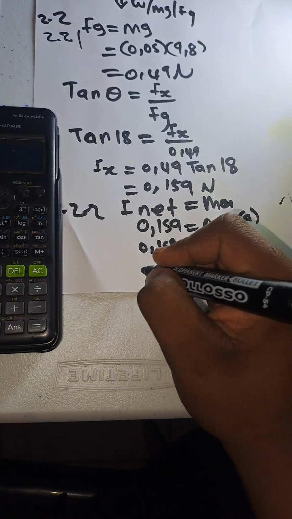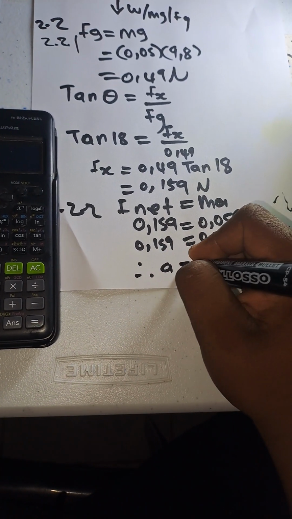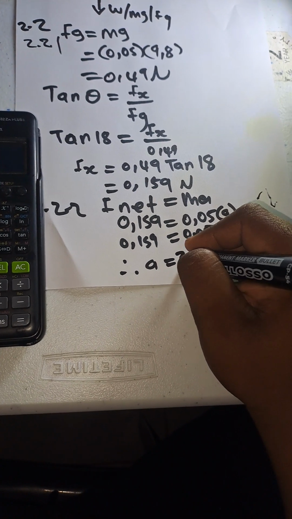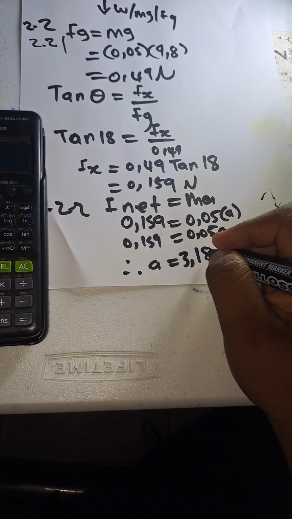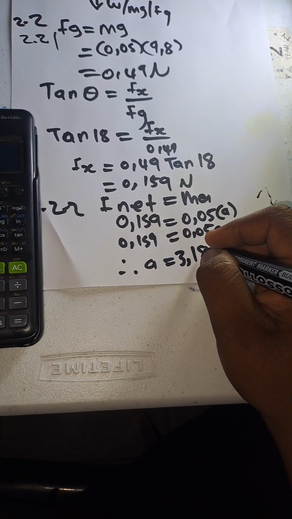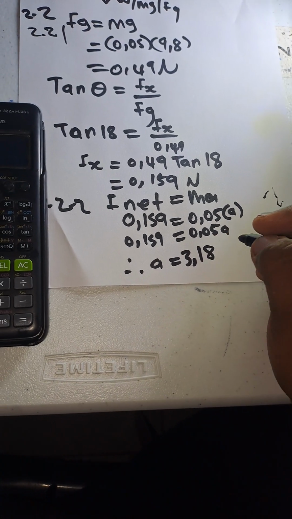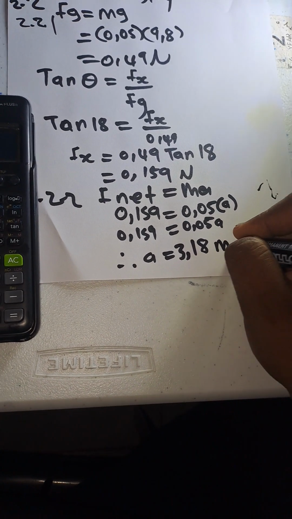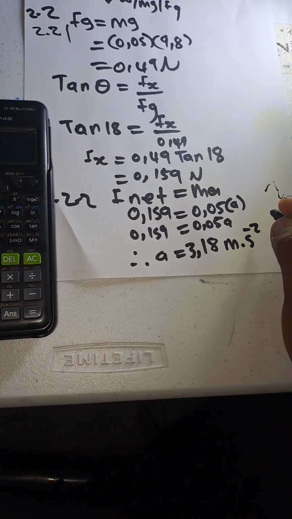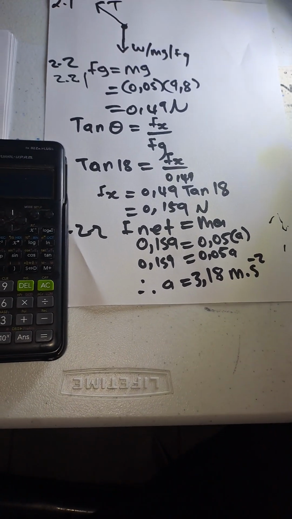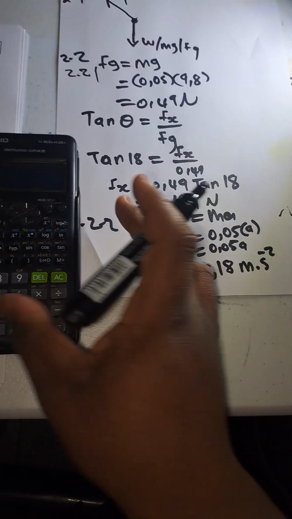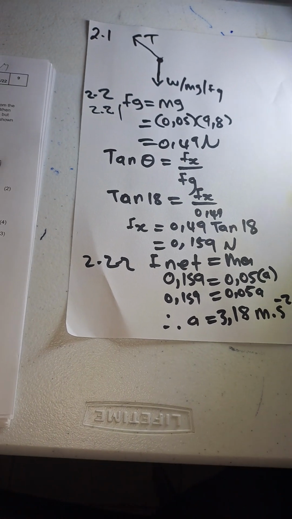So I have therefore my acceleration is equal to 3.18, right? And then meters per second squared. You see, that is the unit for acceleration. You get your 3 marks there. Let's go to the next question.